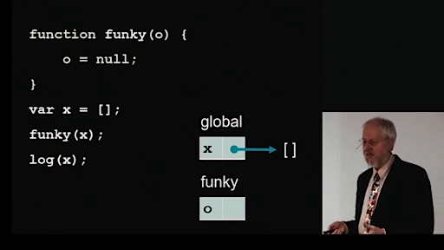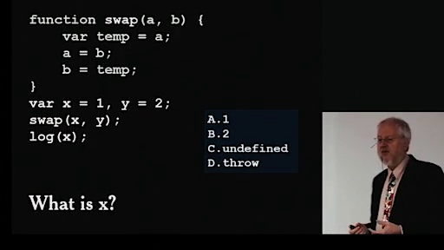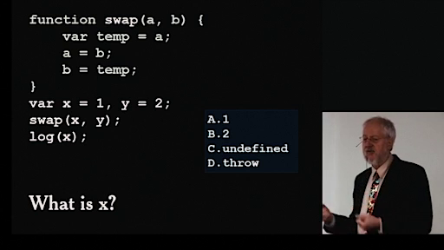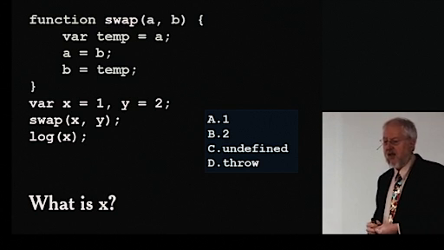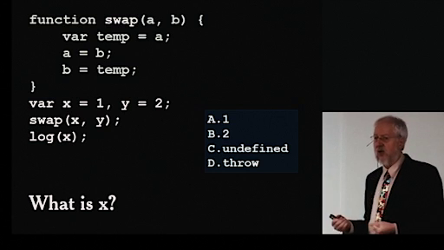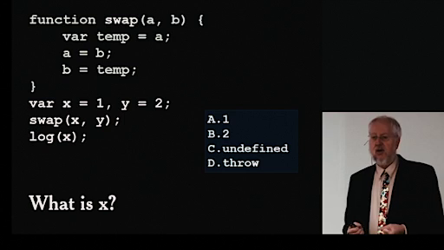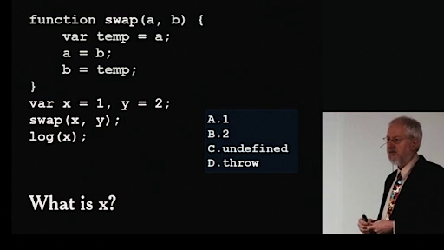Ready for another one? Okay, here's a function swap. It takes two arguments a and b, and it swaps them using a temp variable. We have two global variables, x and y, whose values are 1 and 2. We pass x and y to swap. What is now the value of x?